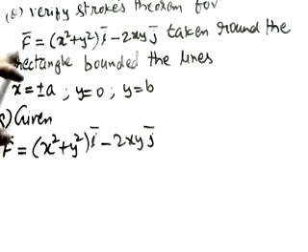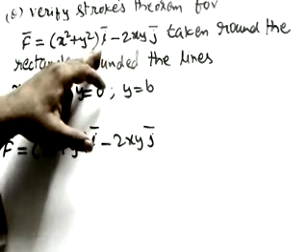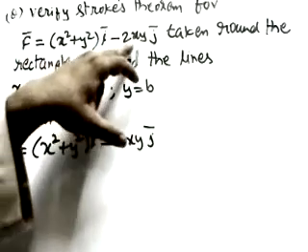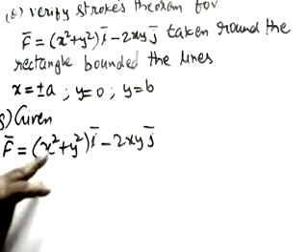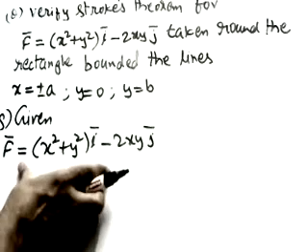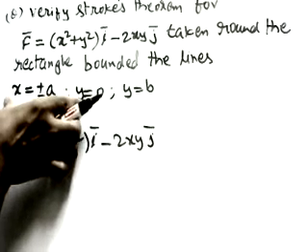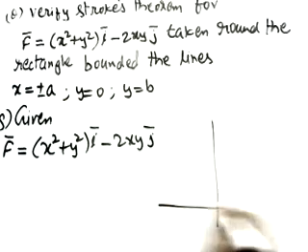Now watch here. Verify Stokes theorem for f equals x squared plus y squared into i vector minus 2xy into j vector over the rectangle bounded by the lines. I wrote the given vector f equals x squared plus y squared into i minus 2xy into j. Let me first see what this actually is. This is a rectangle. Now let me draw the rectangle.